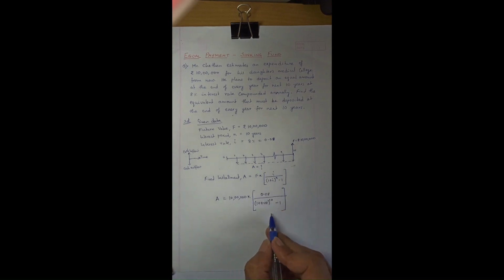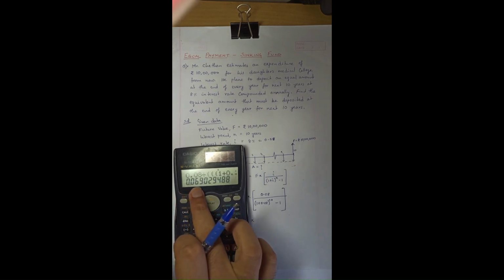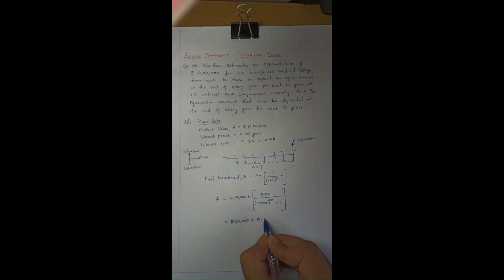So we'll solve this particular term and then multiply it with 10 lakh rupees. So which is equal to 10 lakh multiplied by 0.08 divided by, I'll open up the brackets, 1 plus 0.08 to the power of 10, close it, minus 1. I'll solve it. So I'm getting the value as 0.069. Now we'll multiply these two.